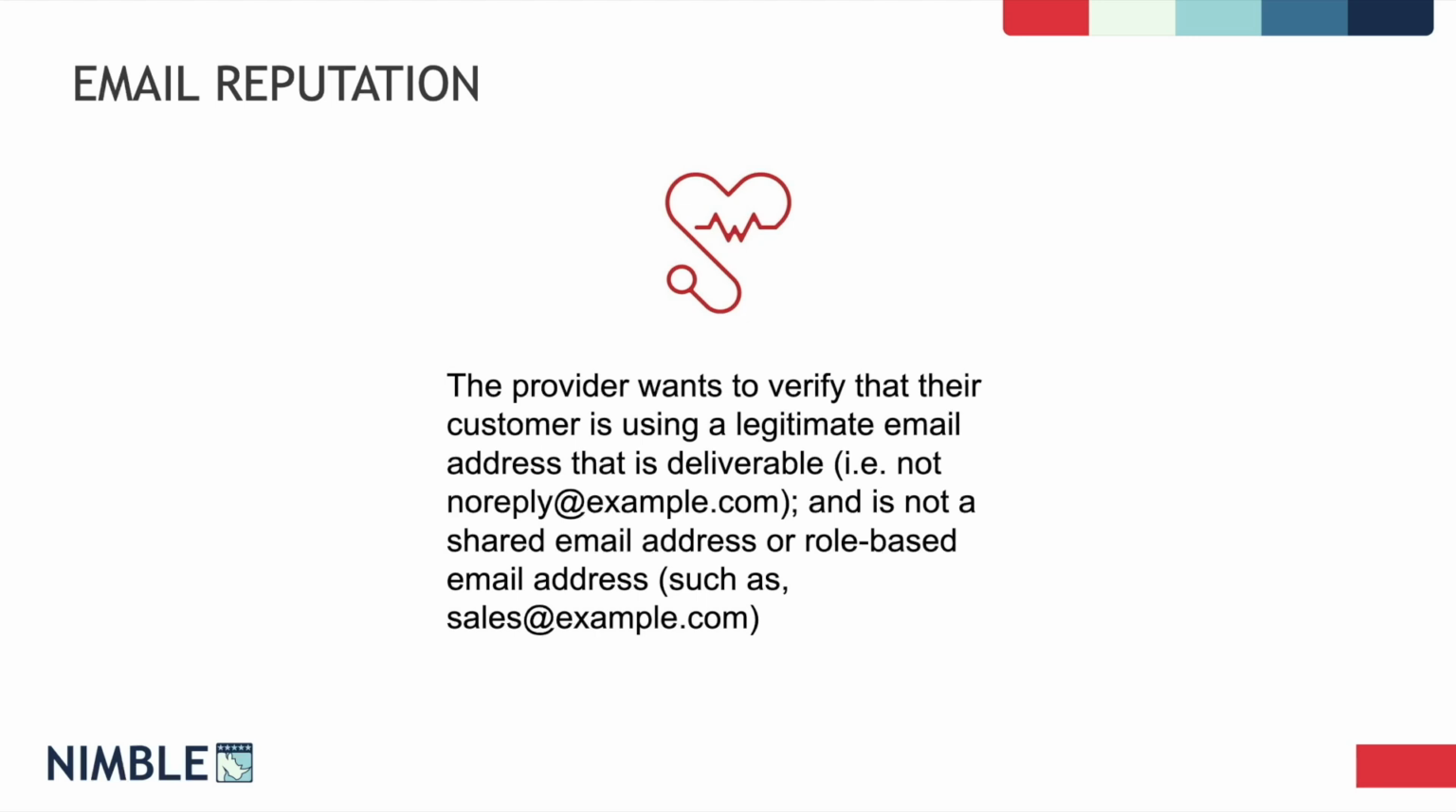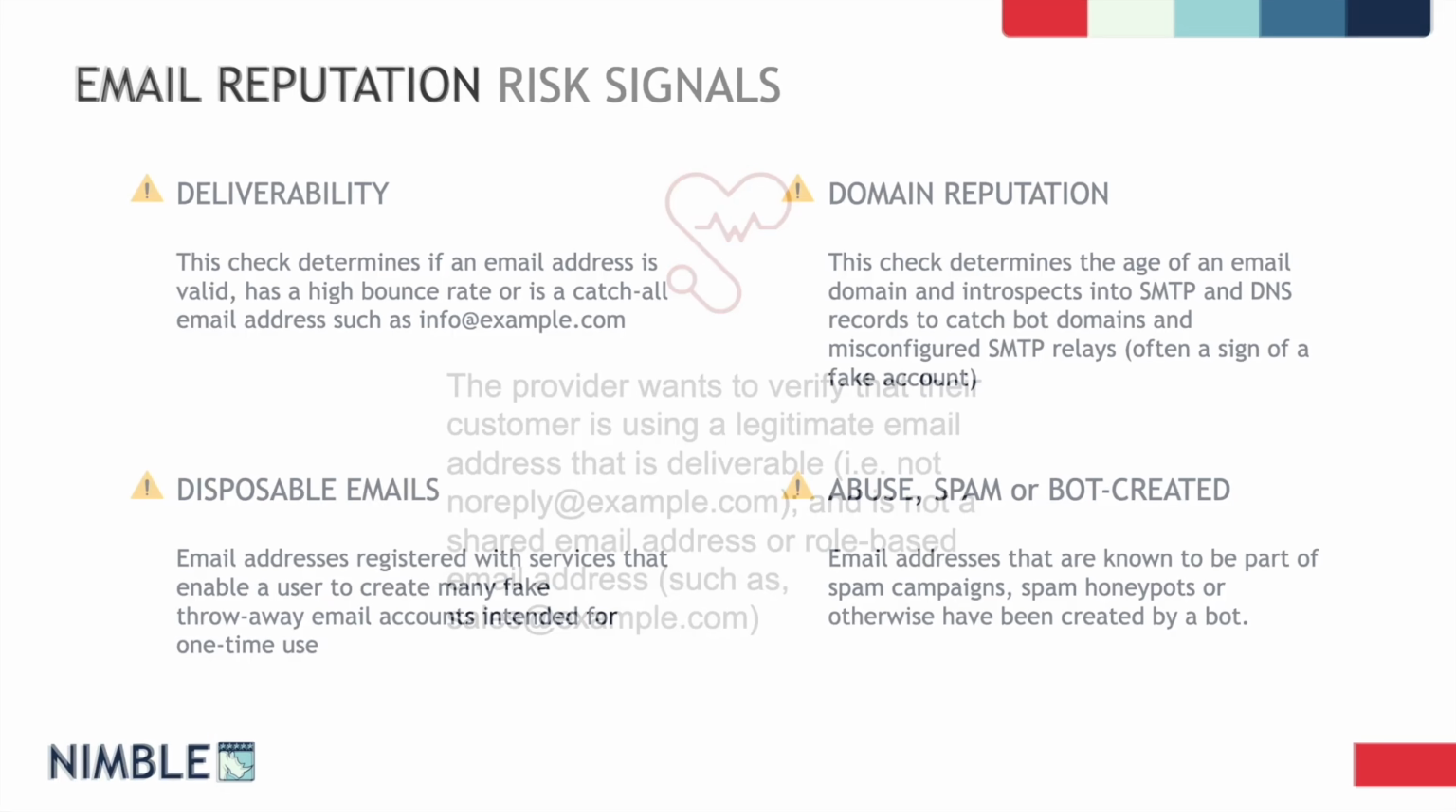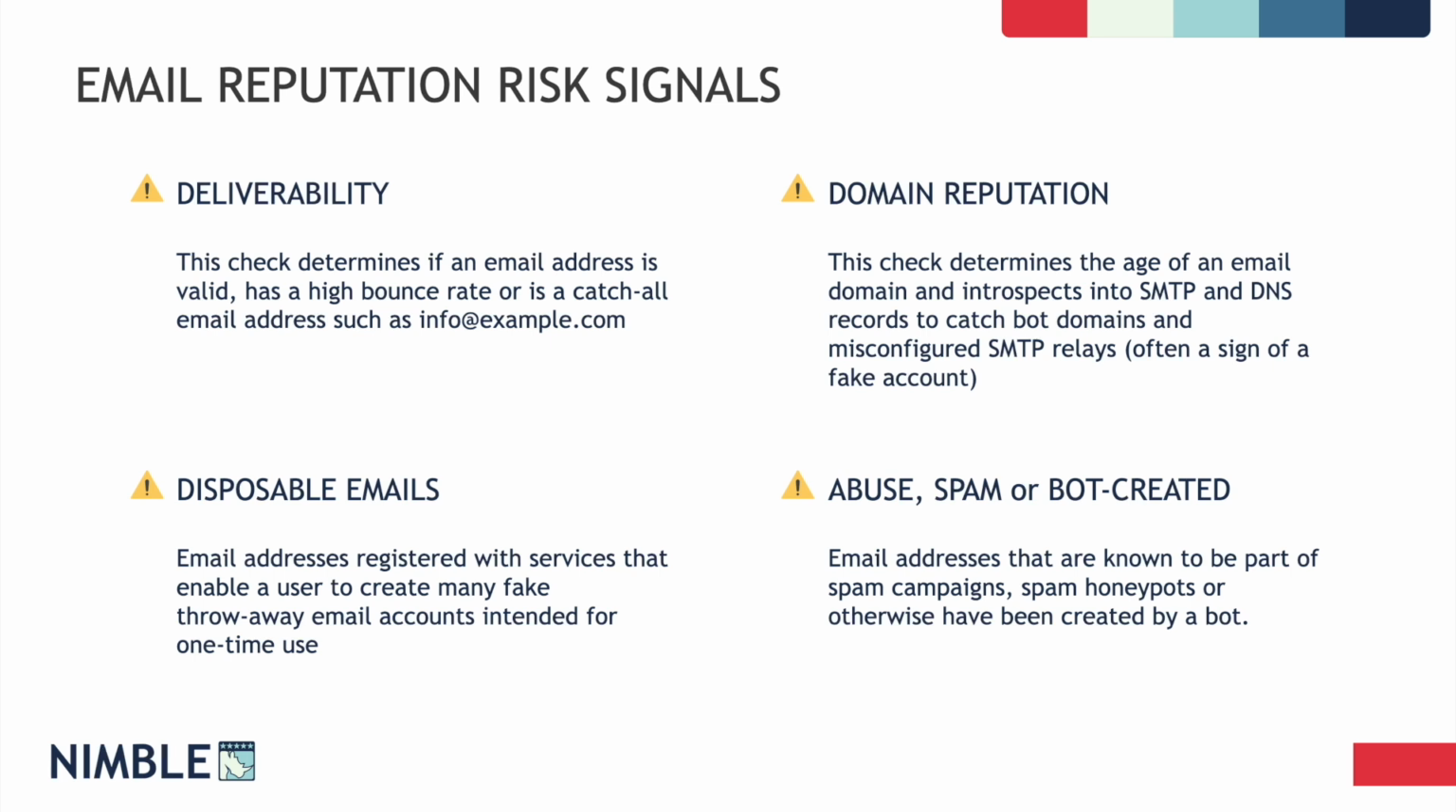Our customer wants to verify that their end user is using a legitimate email. They want to do this for more than one reason. The first is obvious, to prevent fraud. But additionally, they plan to send communication to this user, and those communications cost money. When they send those communications to email addresses that are not capable of receiving emails, that's wasted money. Additional email reputation risk signals include domain reputation and configuration, checking for disposable emails, or checking for emails that are created by bots or emails that are part of abuse and spam campaigns.